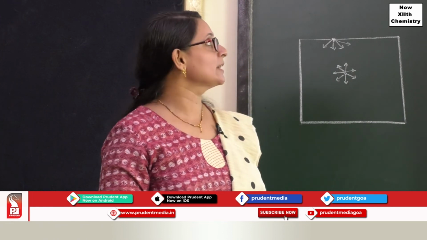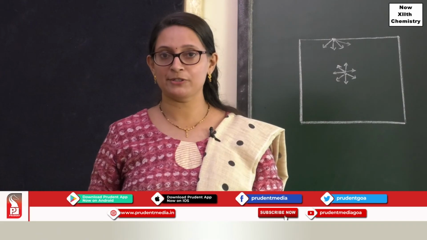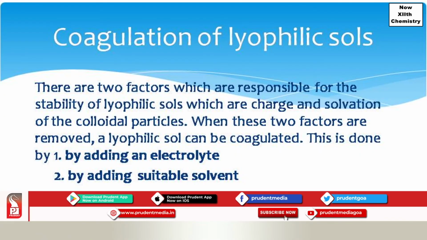Now, we are going to see the coagulation of lyophilic sols. We know that lyophilic sols are already stable and therefore, very difficult to coagulate or precipitate. There are two factors responsible for the stability of lyophilic sols: one is the charge and the second one is solvation. If you disturb the charge and the solvation, the coagulation of lyophilic sols is going to occur automatically.